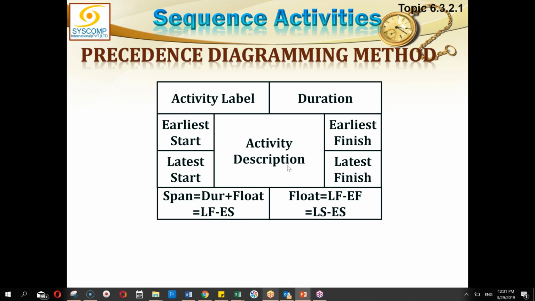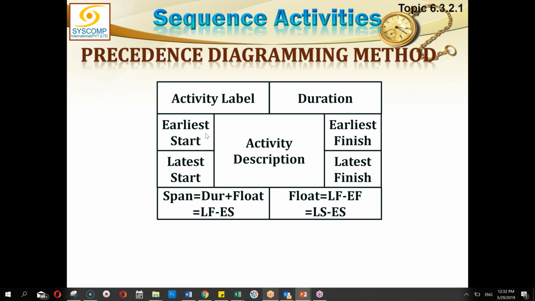This is the most comprehensive way I found, and therefore I am using this diagram. You put the activity number or label in the top left corner. In the middle, you can write a brief description, like construct wall. The task is construct wall, so write it here as the activity description. Duration, say 5 days. Rather, I would say the activity number and duration are basically required to move ahead. The activity description is optional.